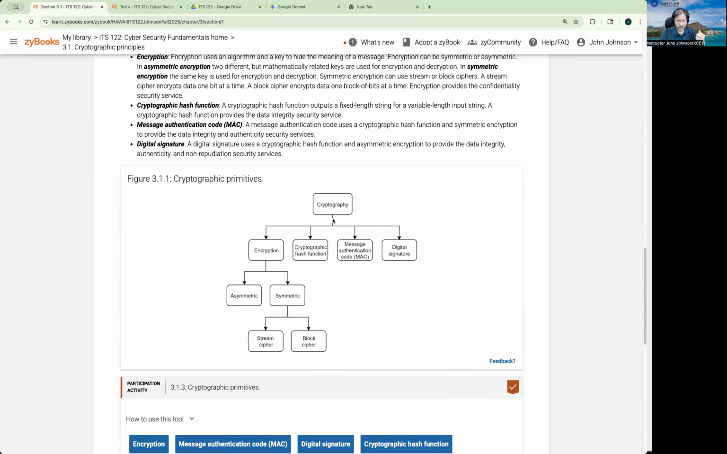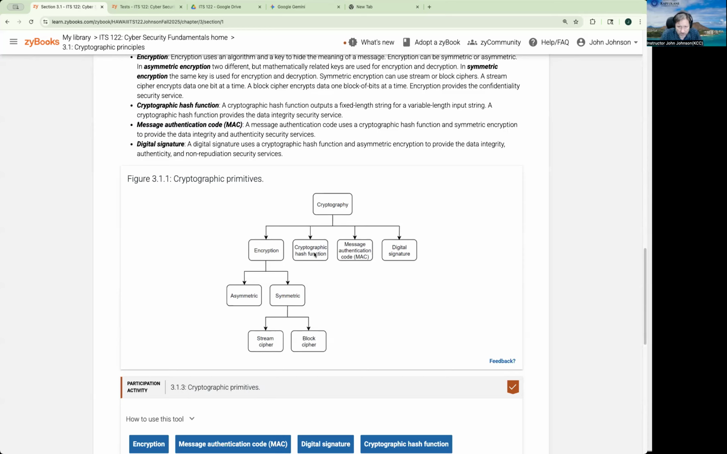We've got cryptography up here. This isn't a flow chart, this is just, I guess you'd say, a graph of it. But under cryptography, we've got the four different primitives here. We've got encryption, we've got asymmetric and symmetric, and within symmetric you've got stream cipher or block cipher, just saying how you're doing the encryption.